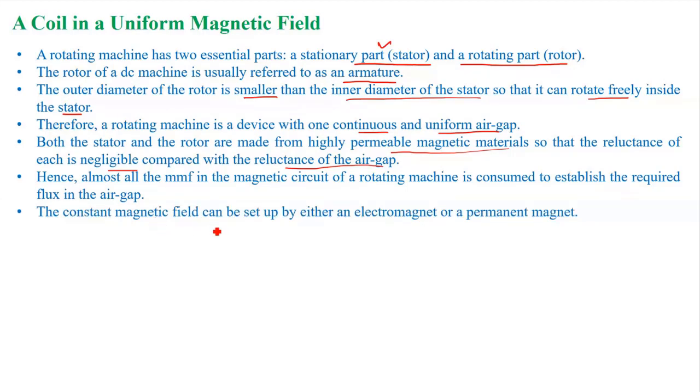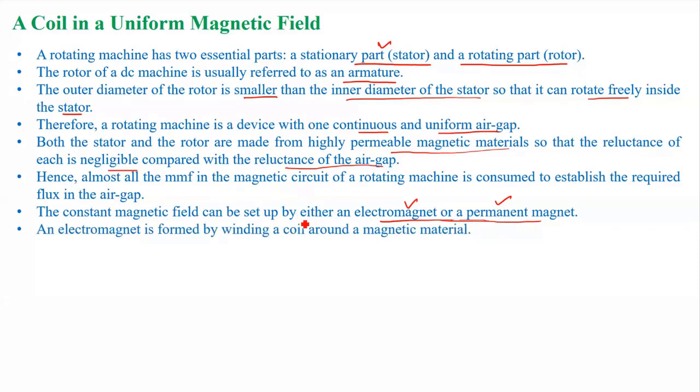The constant magnetic field can be set up by either an electromagnet or a permanent magnet. Both can be utilized, not simultaneously, but you have to use either an electromagnet or a permanent magnet. An electromagnet is excited externally by some current source. And a permanent magnet is already a magnet and it is being used, right? It has already achieved its saturation and it is a magnet.